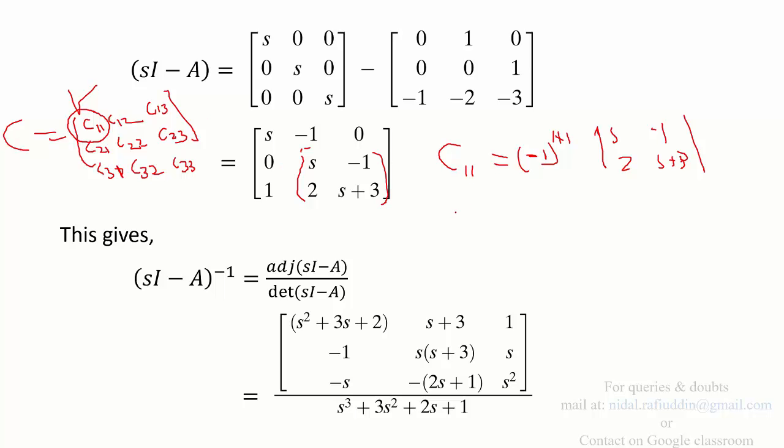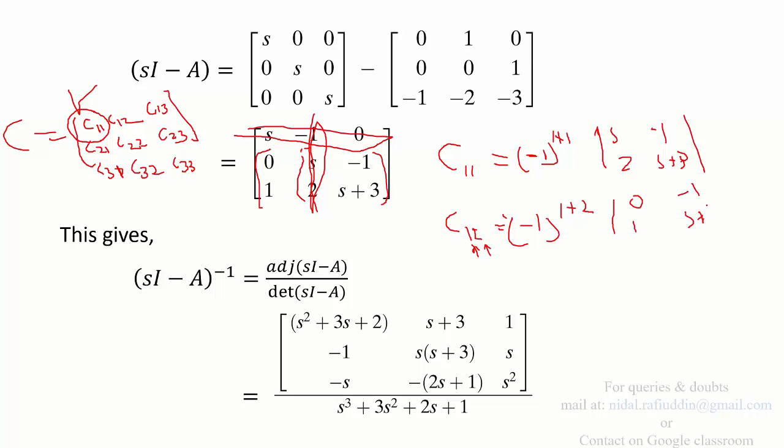And likewise, if you were supposed to find the element C12, then for this you had the formula minus 1 to the power 1 plus 2, and the determinant of the matrix if you leave the corresponding row and column. Since you are talking about C12, you leave the first row and the second column. What you are left with is the matrix comprising elements 0, 1 and minus 1, s plus 3. You write this matrix in determinant form here. So this will give you the value of C12, which is written in matrix C here.